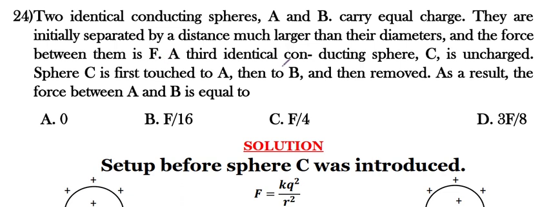A third identical conducting sphere C is uncharged. Sphere C is first touched to A, then to B, and then removed. As a result, the force between A and B is equal to, so this is the question they're asking you. So that's why I'm putting a question mark there.